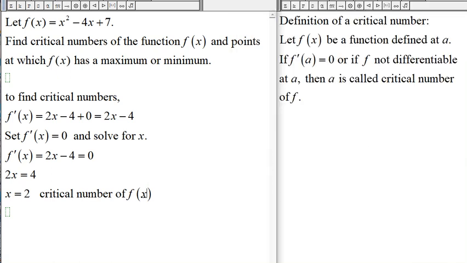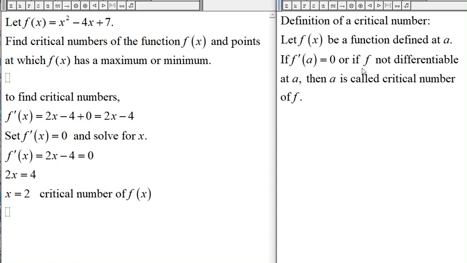And the definition of a critical number is a number where the derivative is equal to 0, or where the function is not differentiable, meaning where the derivative does not exist, or equal to infinity. And so we have a critical number at x equals 2.